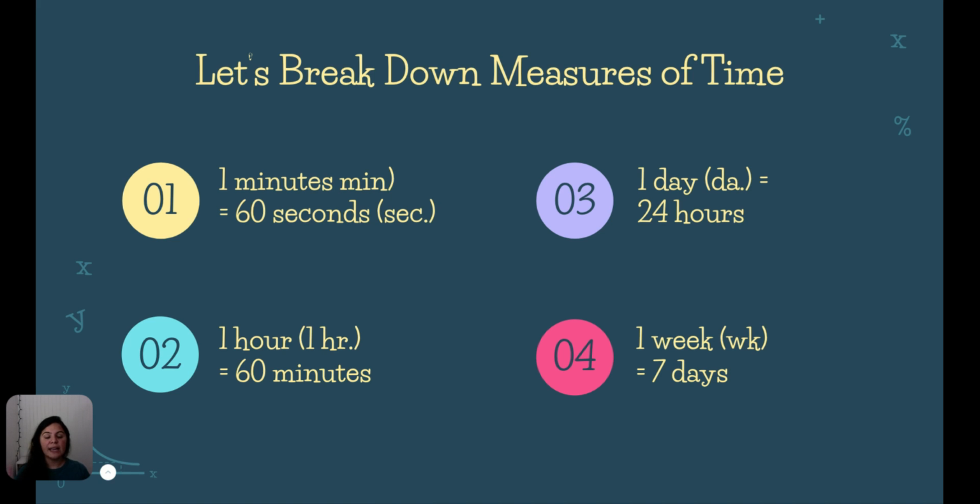So we're going to go ahead and break it down. For number one, we have 1 minute equals 60 seconds. I went ahead and wrote the term and I wrote the abbreviation for you. So go ahead and copy those down because you will need those. For number two, we have 1 hour equals 60 minutes. Again, I wrote the term and the abbreviation. For number three, we have 1 day is 24 hours and 1 week is 7 days.